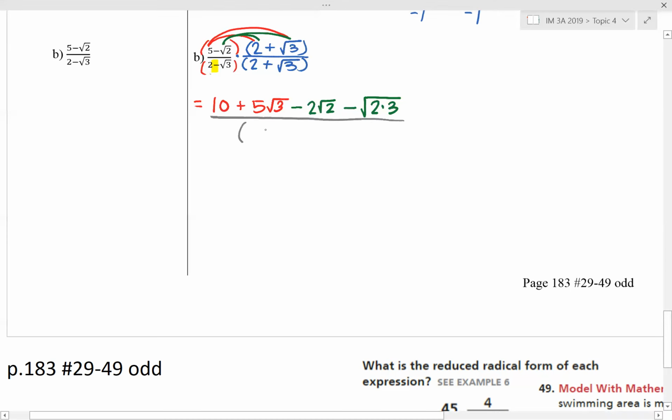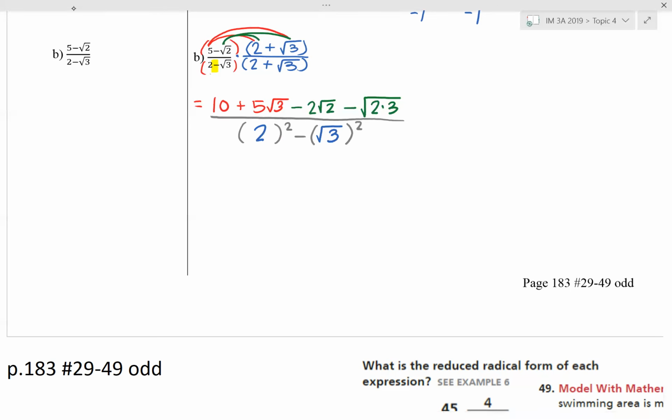Remember that our denominator is always the first number squared minus the second number squared. And the whole purpose of this is so that our radical disappears. So we have 2 squared minus the square root of 3 squared, which means that our denominator is going to become 4 minus 3. So 2 squared is 4. The square root of 3 squared cancels the radical, and it's just the radicand of 3.